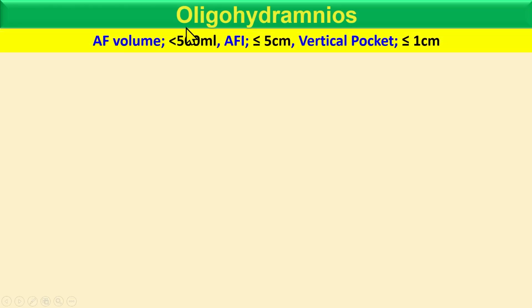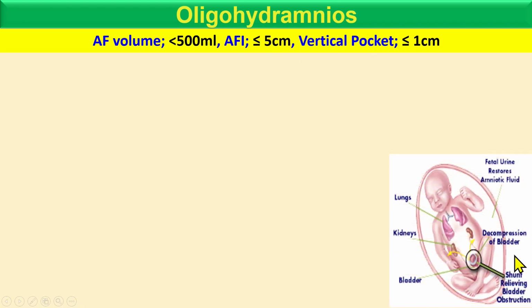Oligohydramnios is the opposite of polyhydramnios, where the amniotic fluid is less than 500 ml, the index is less than 5 centimeters, and the vertical pocket is less than 1 centimeter. You can see in this image of oligohydramnios that there is a low level of amniotic fluid.